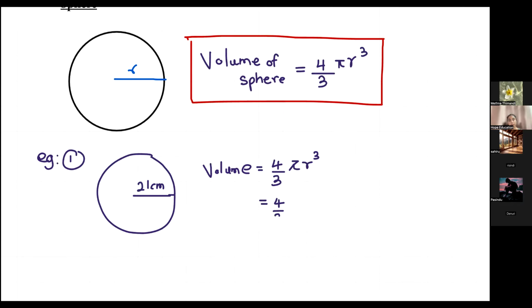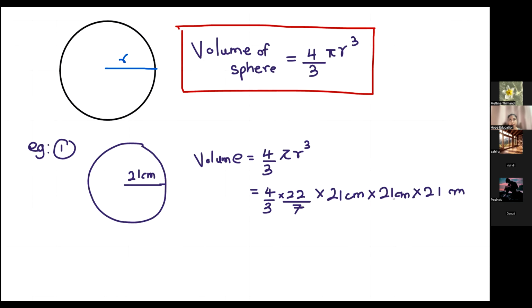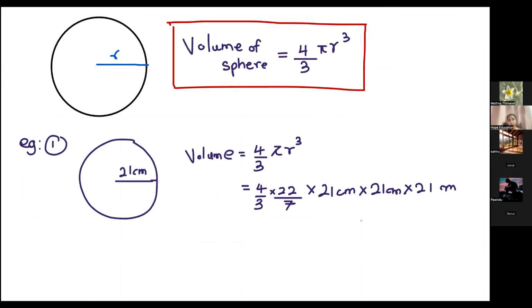4/3 multiplied by pi is 22/7, multiplied by r, the radius. So the radius is 21 centimeters, multiplied by r cube. That means r multiplied by r multiplied by r, so 21 centimeters multiplied by 21 centimeters multiplied by 21 centimeters.